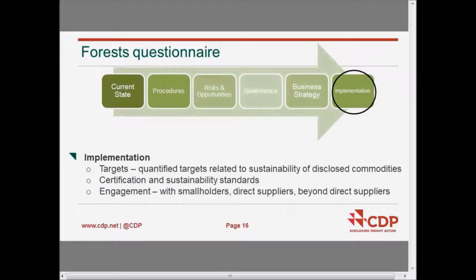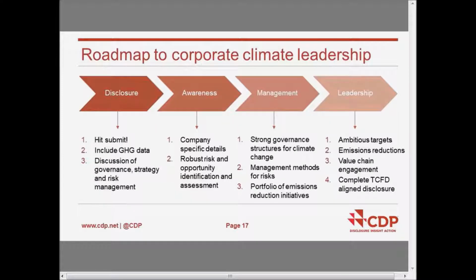The last important section I'll highlight for the forest questionnaire is that on implementation, which gets at the actions you've taken to address potential risks related to the relevant commodities. These could include targets to reduce the use of some commodity, certifications, and engagement with different stakeholders across your value chain.